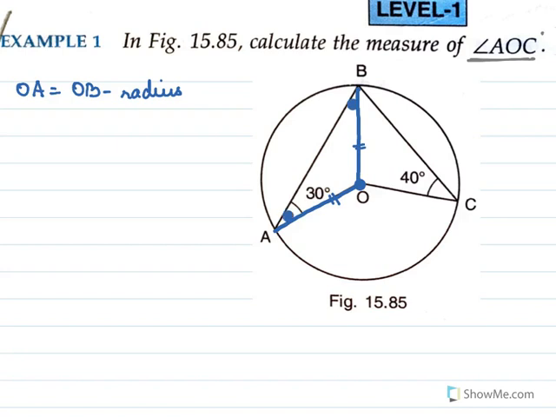So I can say this angle here, angle A, will be equal to angle B, which means if this is 30, this also will be 30. So I'll write angle OAB equal to angle OBA equal to 30. This is angles opposite equal sides.